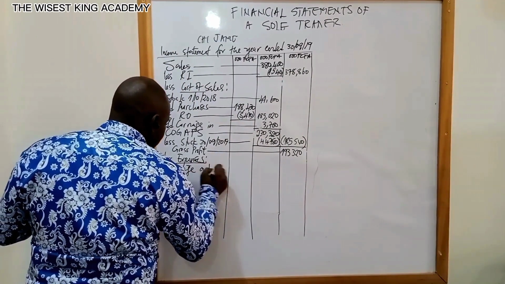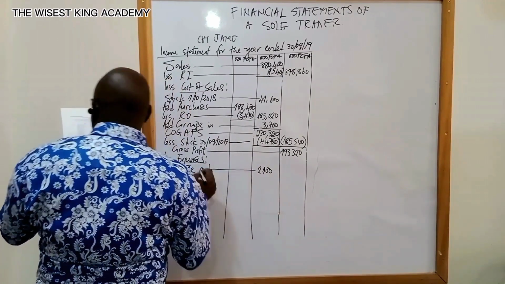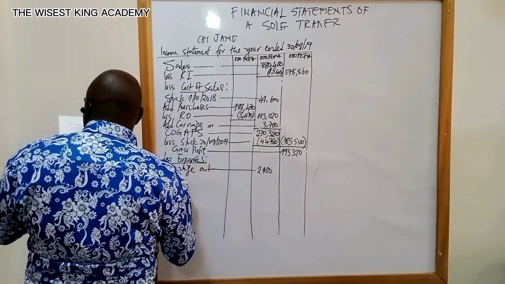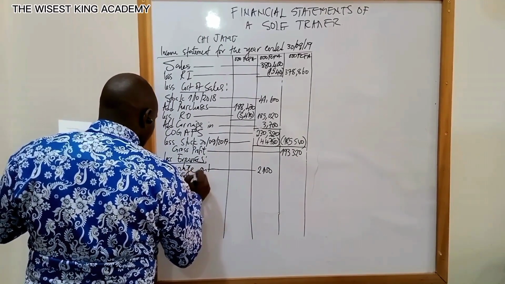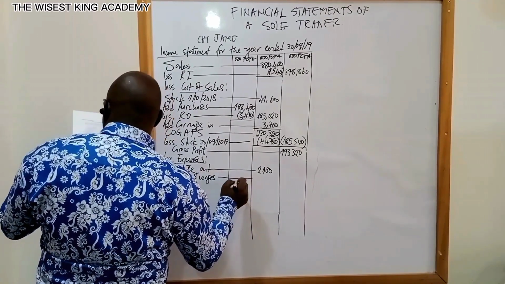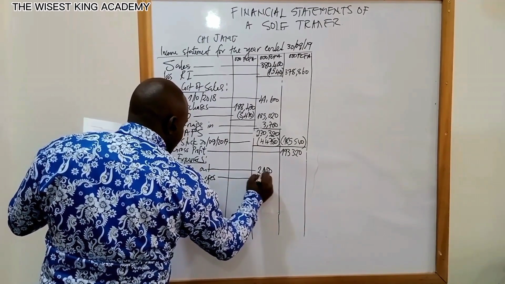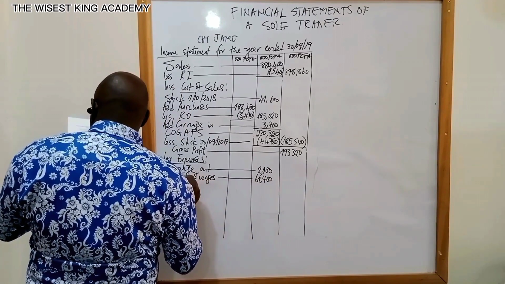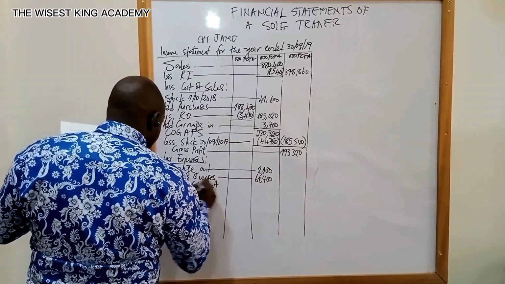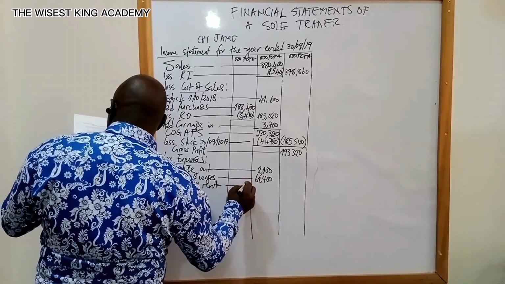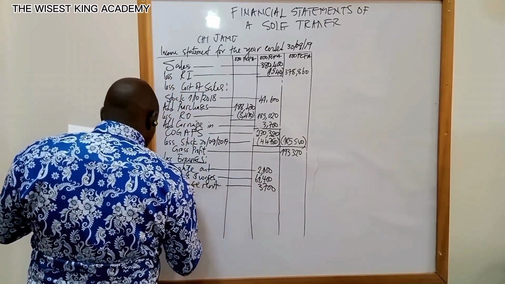Carriage outwards is 2,100. After carriage outwards, we have salaries and wages. Salaries and wages is 61,400. After salaries and wages, we have warehouse rent. Warehouse rent is 3,700. After warehouse rent, we have insurance.